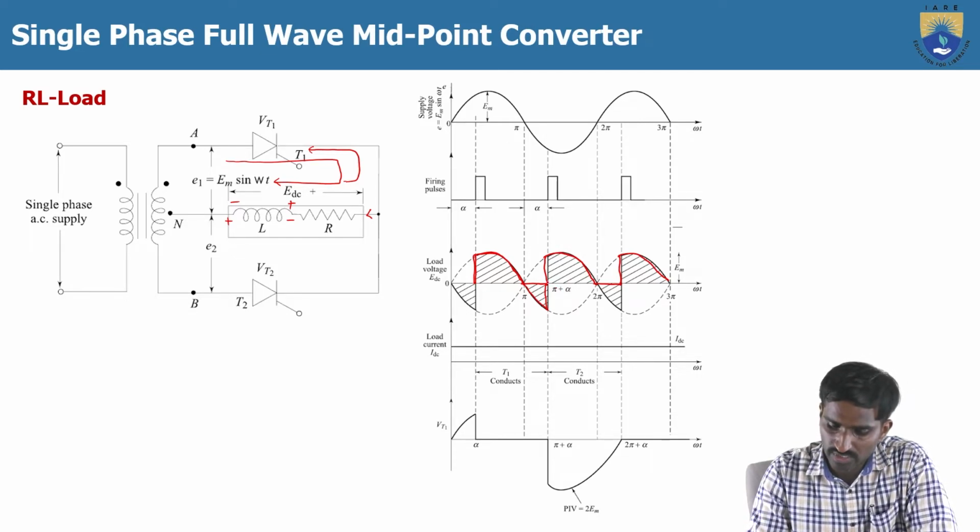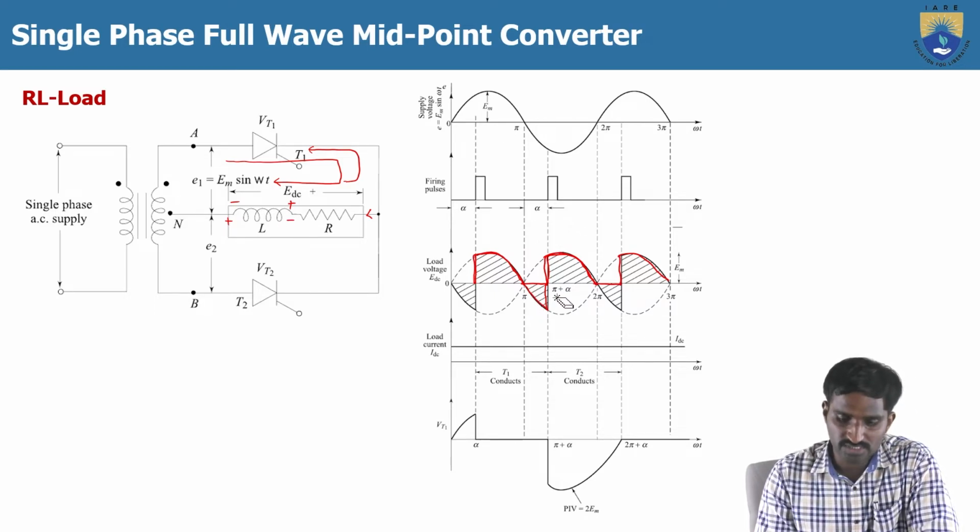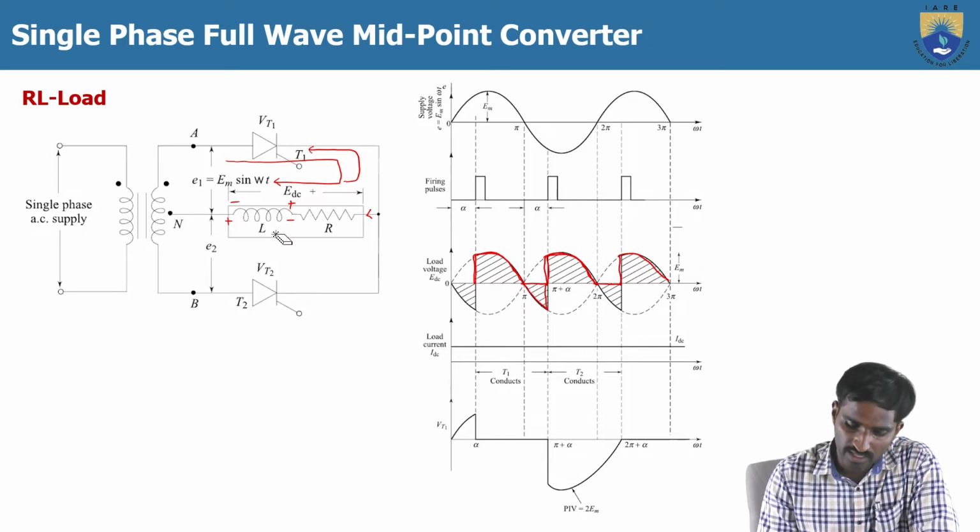Then again the load voltage we will get in this way. When the thyristor T2 is conducting, from pi to pi plus alpha the inductor is discharged, and again it will charge with these terminals, plus and minus.